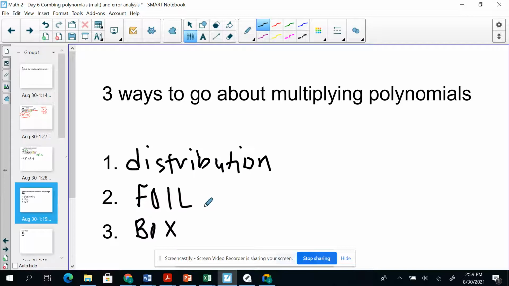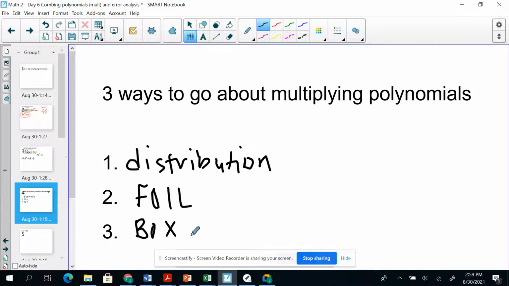FOIL only works when you multiply a binomial times a binomial, so 2 terms and 2 terms, which is the one probably you had the most practice with, the binomial times binomial in Math 1. And then box method will work for all of them. It just takes a little more time. It is really actually distribution, but it's an organizational process. Just like FOIL is actually distribution, but it's another way to organize your brain and go down the list and not miss anything.